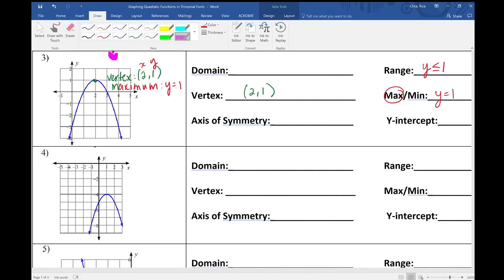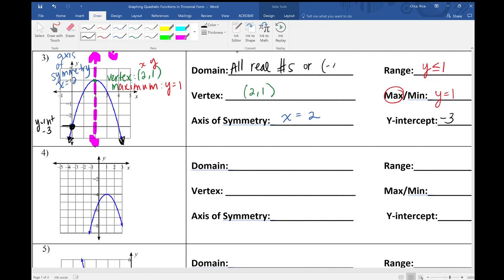That axis of symmetry is the line that'll cut our parabola in half. Our axis of symmetry is at x = 2. Our y-intercept is where the graph crosses the y-axis, and the graph crosses the y-axis at -3. Our domain, since there's no beginning and there is no end, our domain will be all real numbers.